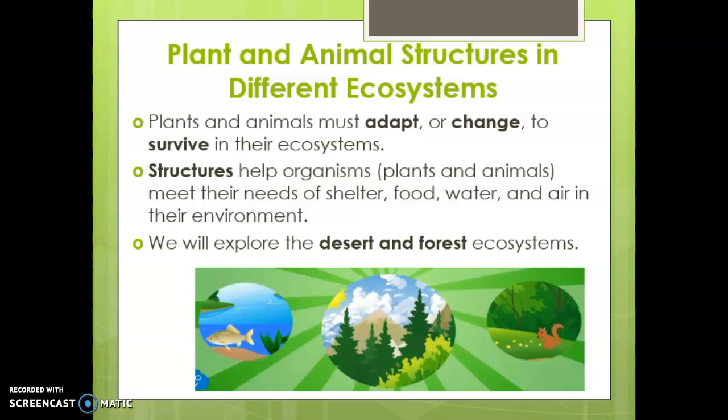Plant and animal structures in different ecosystems. Plants and animals must adapt or change to survive in their ecosystems. Structures help organisms, that's plants and animals, meet their needs of shelter, food, water, and air in their environment. Today we're going to explore the desert and the forest ecosystems and what structures plants and animals have that help them survive.